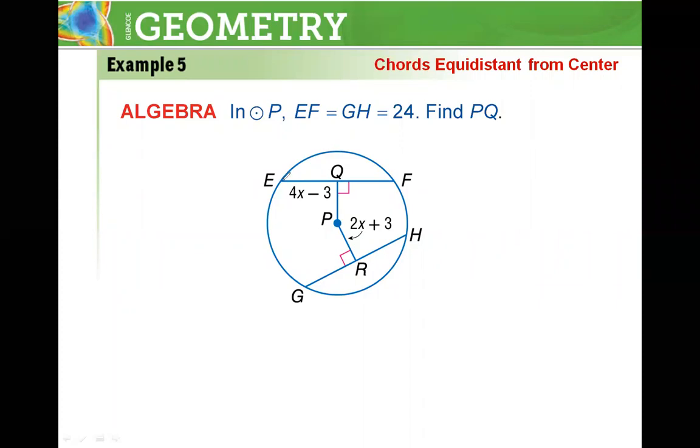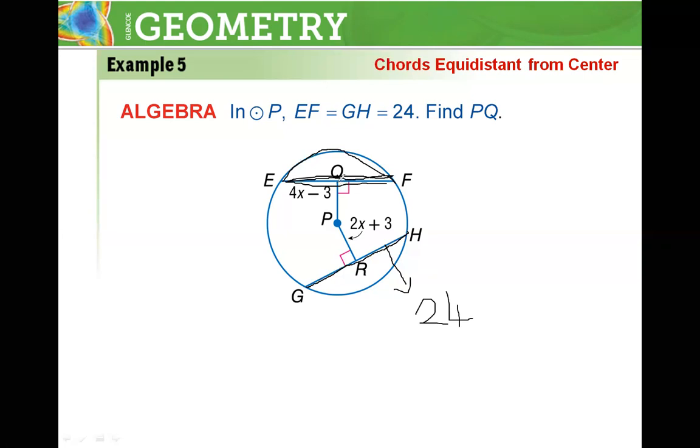We have here EF is equal to GH. So the two chords are equal, or they are congruent, and each one of them equals 24. And they are equal if they are equidistant.